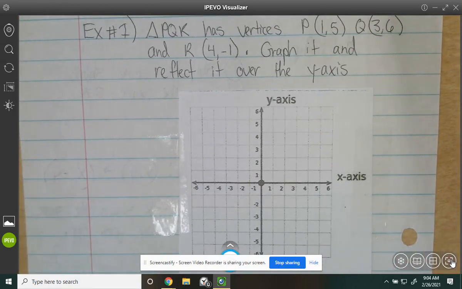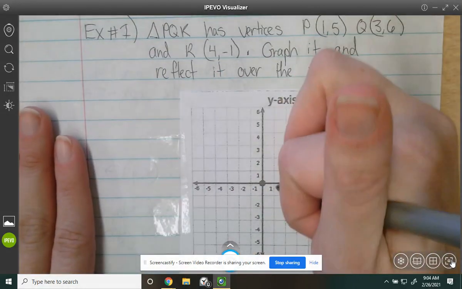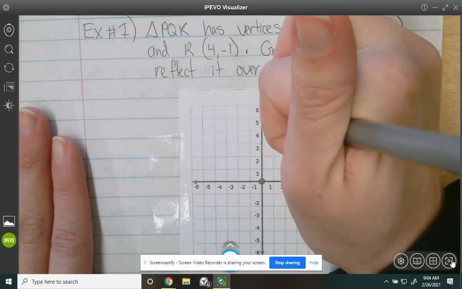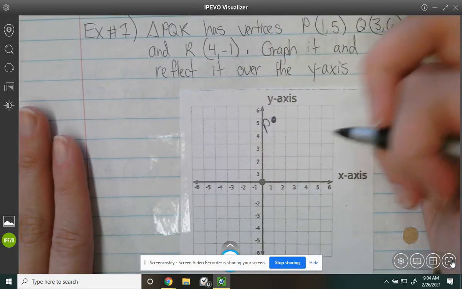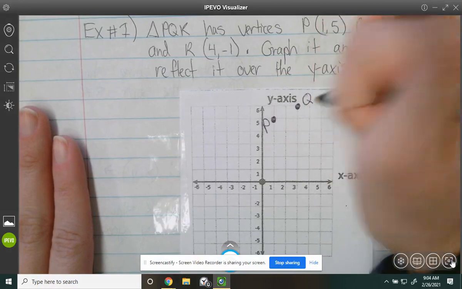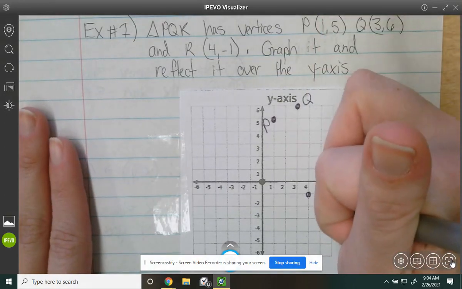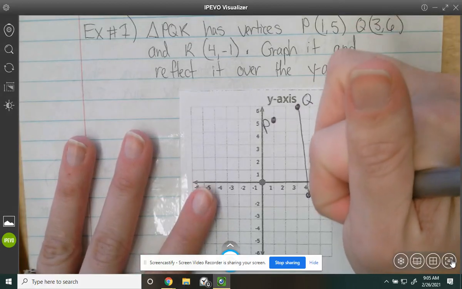Pause it and write this one down. Okay, the first thing we have to do is graph our original shape. So P is at 1, 5. Don't forget to label. Q is at 3, 6. And R is at 4, negative 1. It says a triangle.